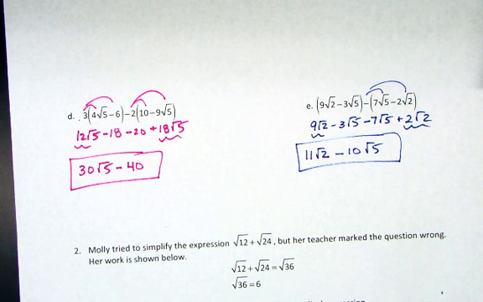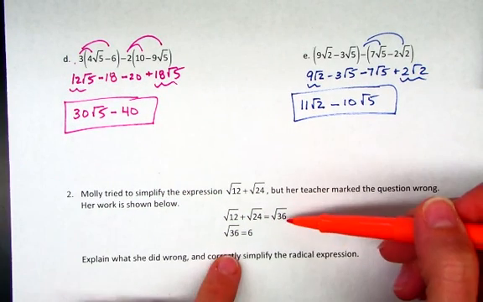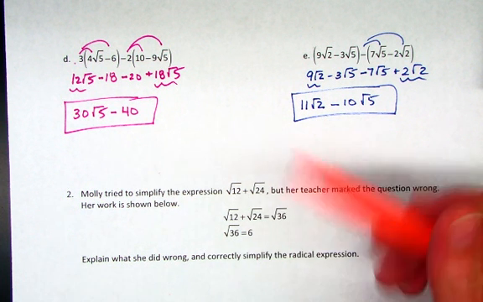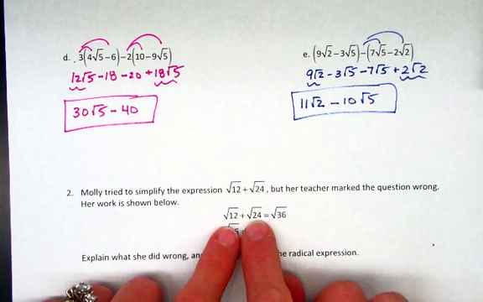Molly tried to simplify this expression, but her teacher marked the question wrong. Here is her work shown below. What did she do wrong? And let's correct this. So let's take a look. We are adding 2 square roots. So she added 12 plus 24. And unfortunately, we don't know that these are like terms. You can't add them together, right?